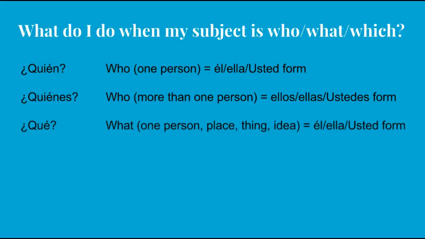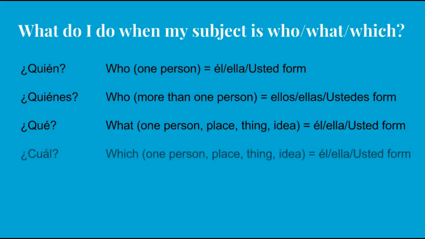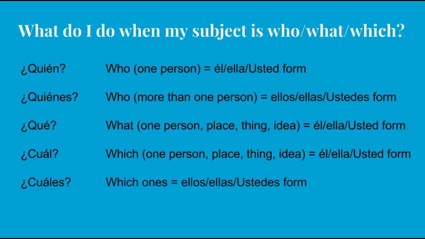If you're asking what, and you're referring to one person, place, thing, or idea, then you use the él, ella, usted form. If you're asking which, like which one, person, place, thing, or idea, again, you use the él, ella, usted form. If you're asking which ones, like which books or which girls, which friends, then you use your plural form. So that would be the ellos, ellas, ustedes form.